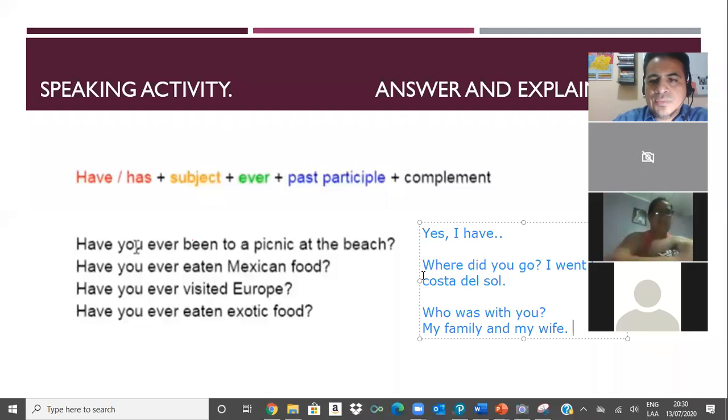Quiero que noten algo. Para dar más detalles, yo uso el simple past. I went to Costa del Sol. Who was with you? My family and my wife were with me. Si quiero hacerla así en simple past.